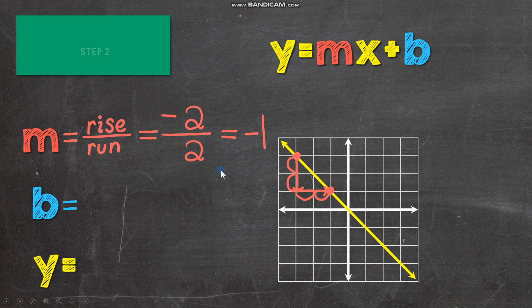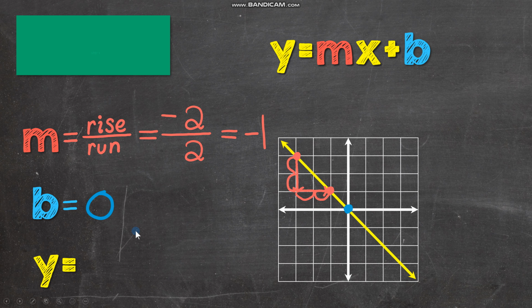Next, our next step, we need to find b. What does b represent? It's always the y-intercept. Here's our y-axis. Here's our line. They meet up right there. That's a special point, the one that's right in the middle. What's that called? That's the origin. What's the y value of that point right there? Well, it's 0. So our b, that's 0.